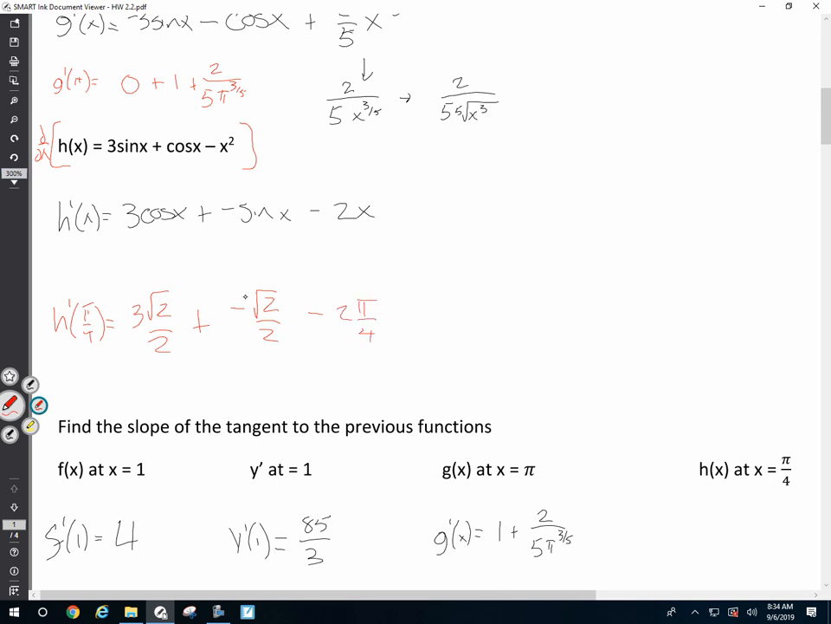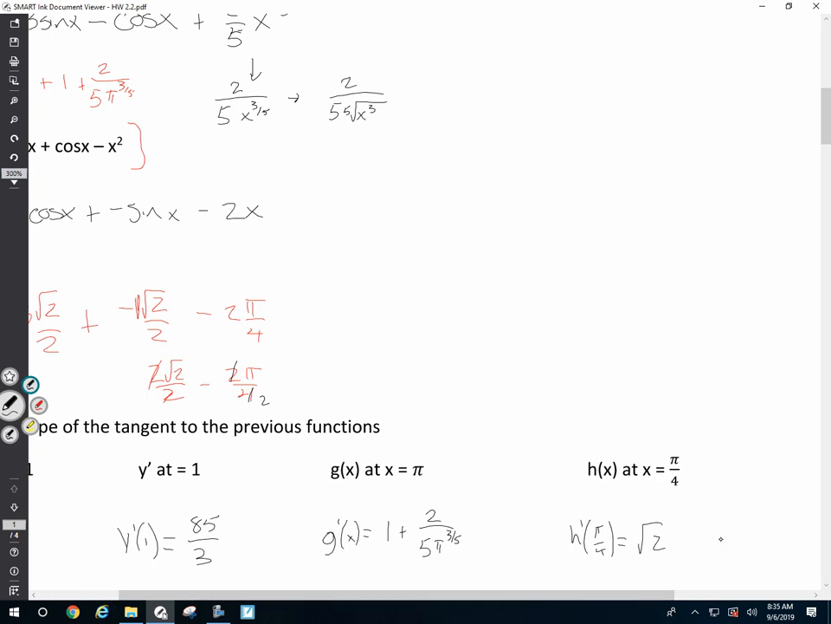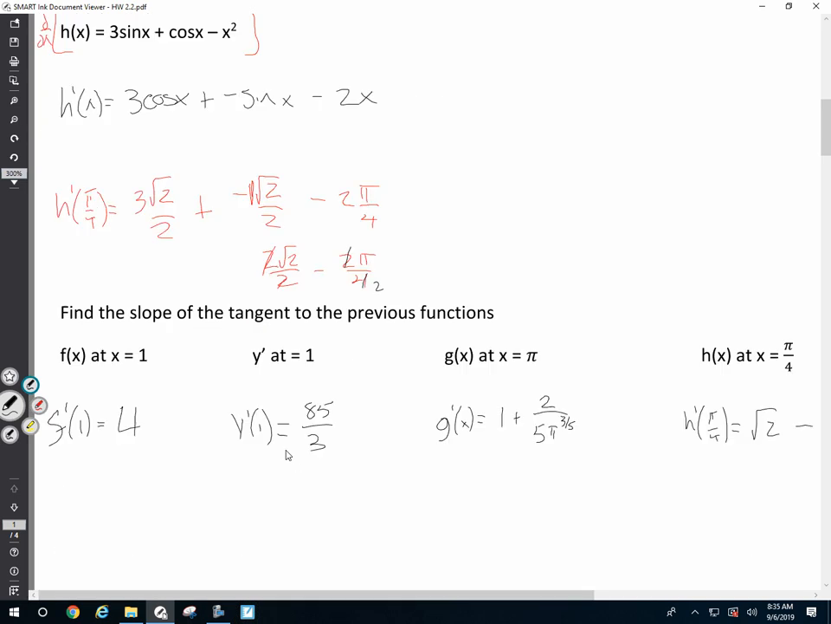One thing we'd have to do is combine these root 2 over 2's. Now I have 3 root 2 over 2's, and I have negative 1 root 2 over 2. That is 2 root 2 over 2's. And then the 2 root 2's over 2, the 2's will cancel. So I actually just get that h prime of pi over 4 is root 2 minus, this cancels to be pi over 2. That, okay, sweet. Moving on.